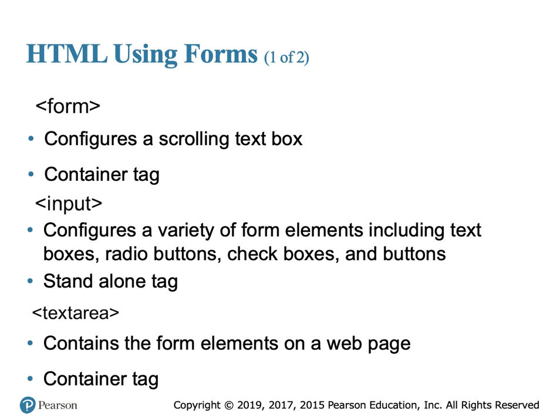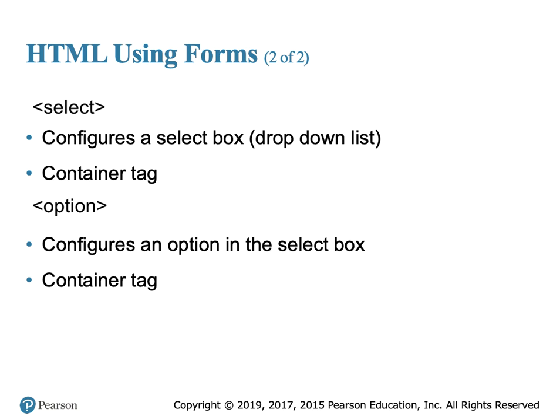The text area element is a container tag requiring an open and closing tag. It creates a text area for the user to type information, such as entering comments on a form. The select element is also a container tag requiring an open and closing tag. It configures a select box with a drop-down list of options. The option element is also a container tag requiring an open and closing tag. It configures the options that are available in the select box.